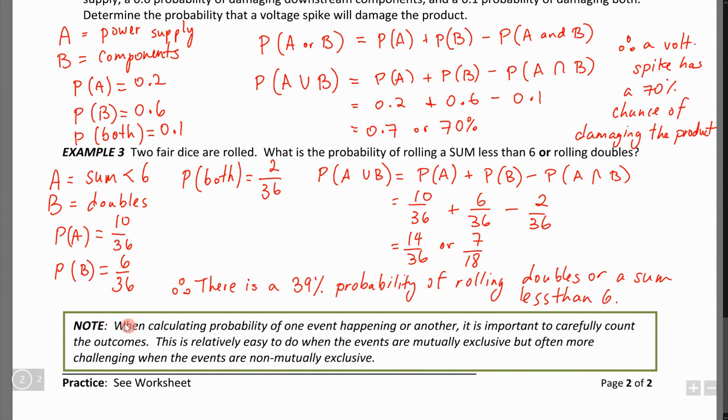So just a note at the end here, when calculating probability of one event happening or another, it is important to carefully count the outcomes. And this is relatively easy to do when the events are mutually exclusive, so when there's nothing in common between the two sets, but often more challenging when the events are non-mutually exclusive. You got to really read the questions carefully, make sure that the events that they're giving you do not have common elements that intersect. If they do, then you have to use the formula for non-mutually exclusive events.